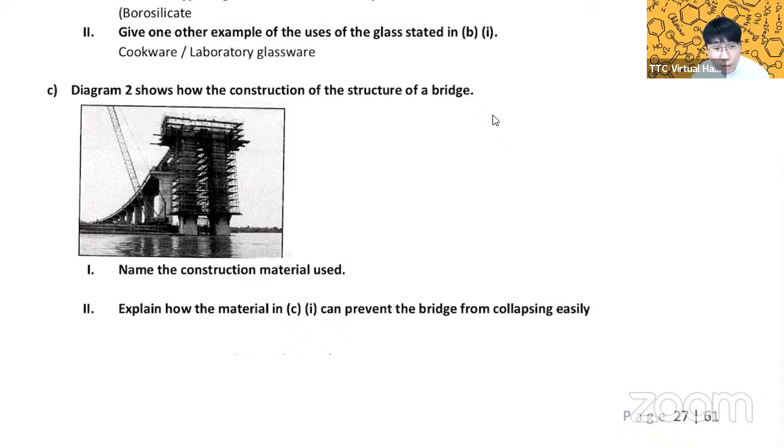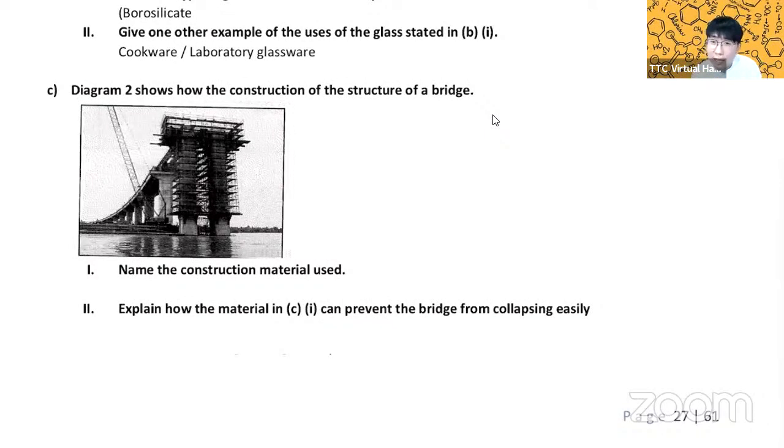But do you remember what reinforced concrete is? What do you add, what do you mix? Composite material means you mix stuff together. Concrete with steel bar. Yes, cement and steel, correct. So definitely you mix them together.